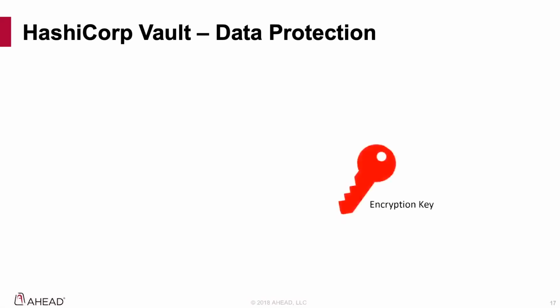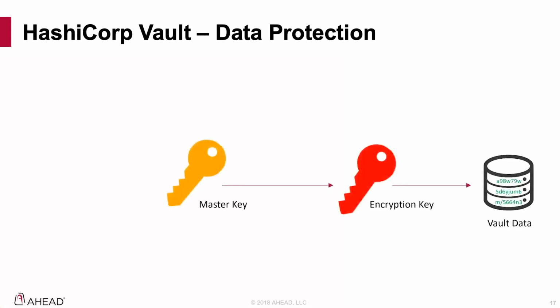So we'll start off with encryption key. When you initialize or create a Vault server, it will create an encryption key. That encryption key is actually used to store and encrypt your data on the Vault backend. Vault has multiple backends that you can use, and we'll discuss that as well. In order to protect the encryption key, we create a master key. That master key will encrypt the encryption key and protect it.